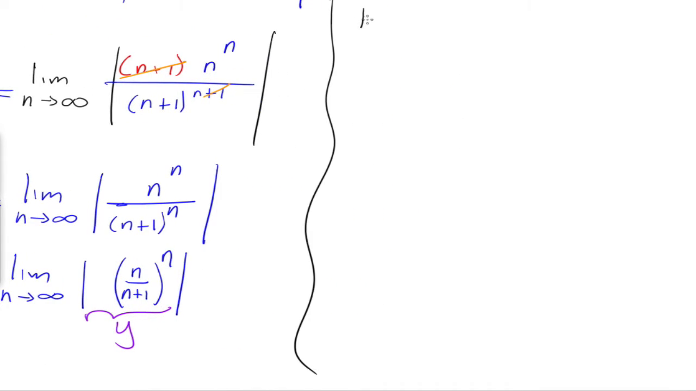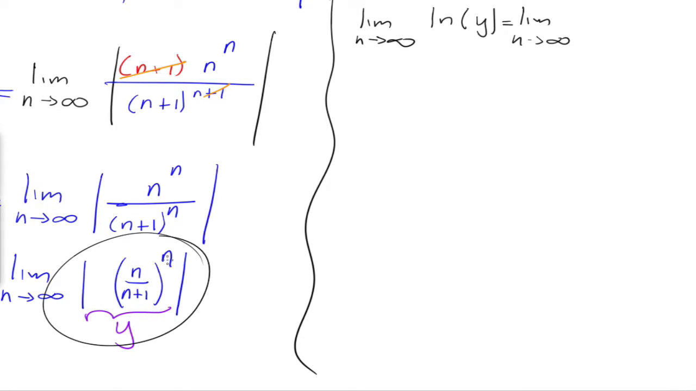So we'll find the limit as n goes to infinity of natural log of y, which is the limit as n goes to infinity of, if I take the natural log of this, then what can I do with this n on top? n times the natural log of y. Well, no, y is the whole thing, including the exponent. So natural log of n over n plus 1, right?